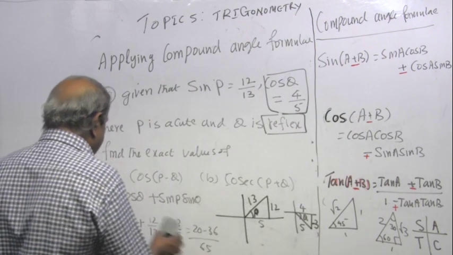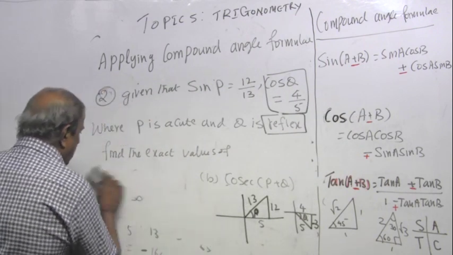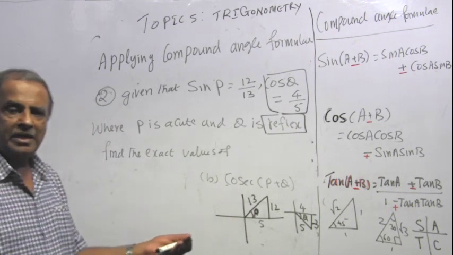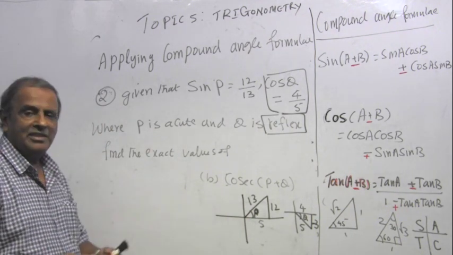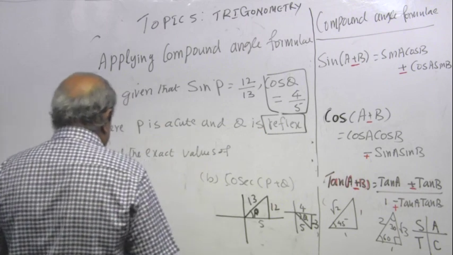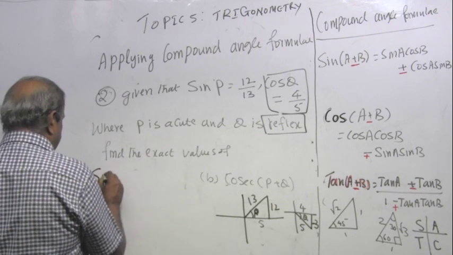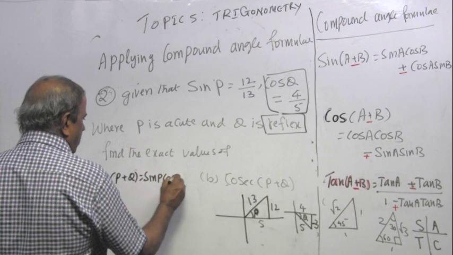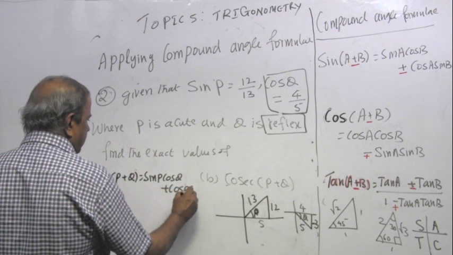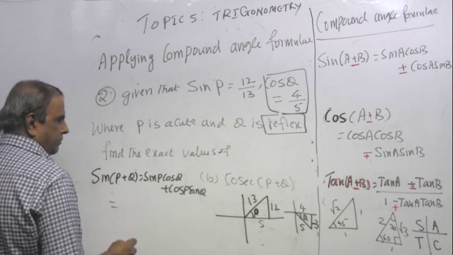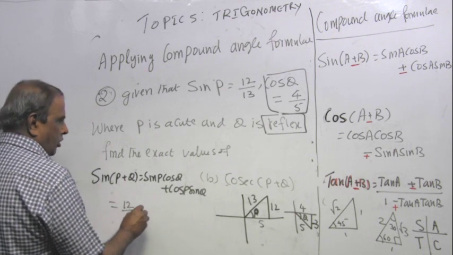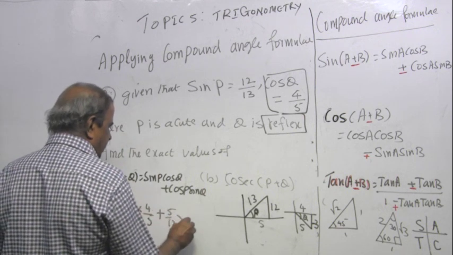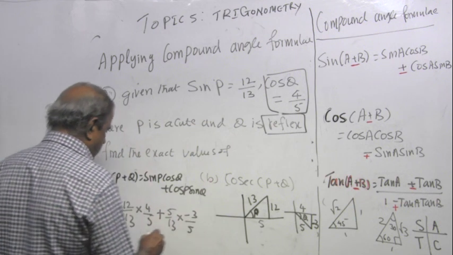Alright? But then, let's do the second one. I want cosec. There is no formula for cosec of P plus Q. No formula. So what do we do? Find sine, do the reciprocal. So what is sine of P plus Q? Sine of P plus Q is sine P cos Q plus cos P sine Q. What is sine P? 12 over 13 times cos Q 4 over 5, plus cos P 5 over 13 times sine Q minus 3 over 5.